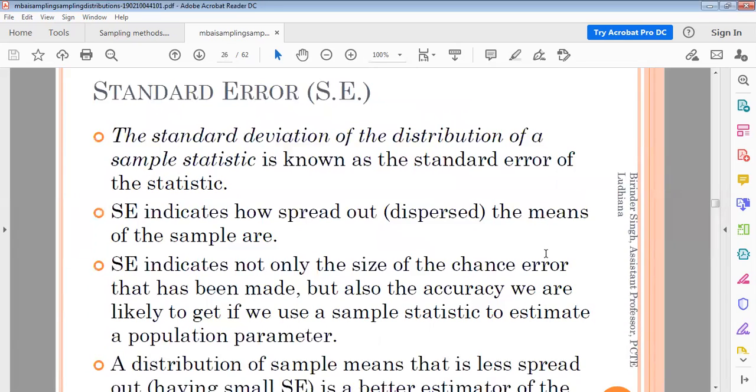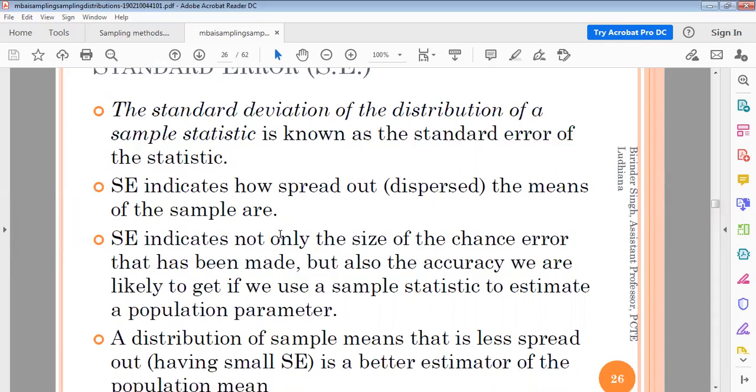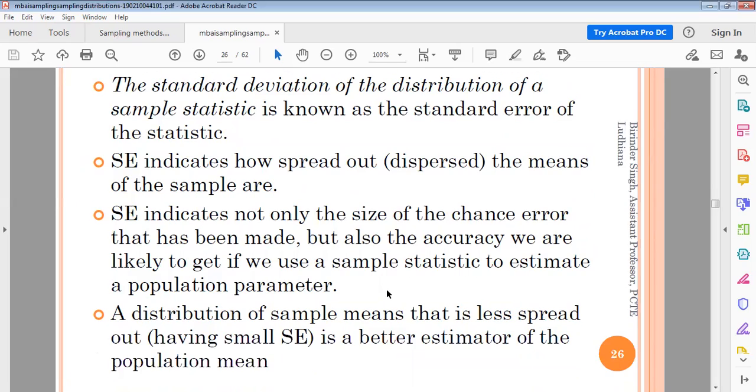Standard error: what is standard error? The standard deviation of the distribution of a sample statistic is known as the standard error of the statistic. Standard error indicates how spread out the means of the samples are, and it indicates not only the size of the chance error that has been made, but also the accuracy we are likely to get if we use a sample statistic to estimate a population parameter. So you have to remember this standard error.